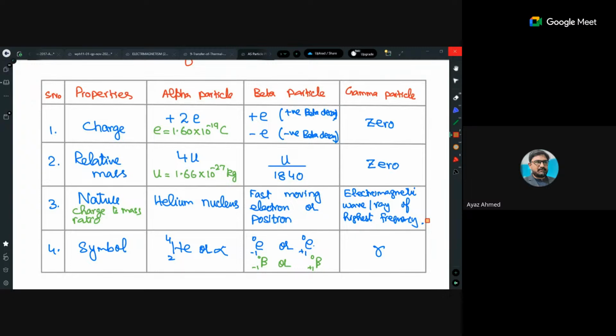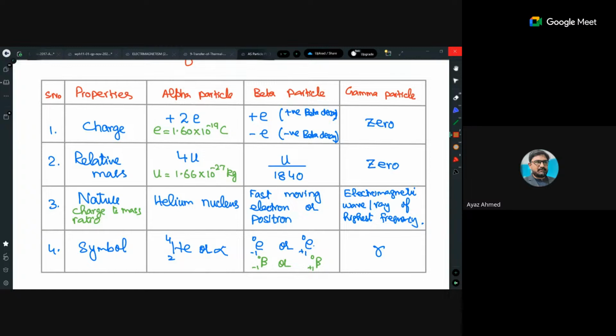For example, in this table, this is a detailed discussion about the three types of radiations, their traits, and their profile picture. The properties are there, and the types of particles are there. I believe that this is very common and very easy to remember, and you are aware of all this.